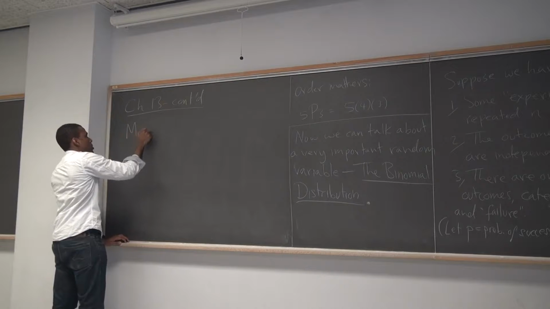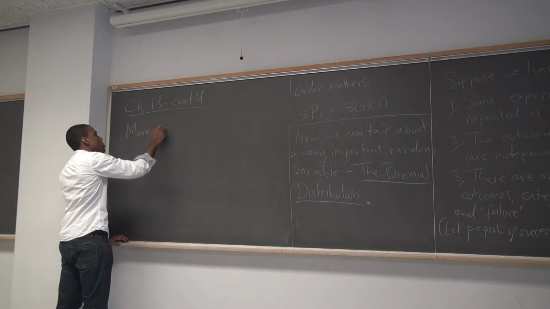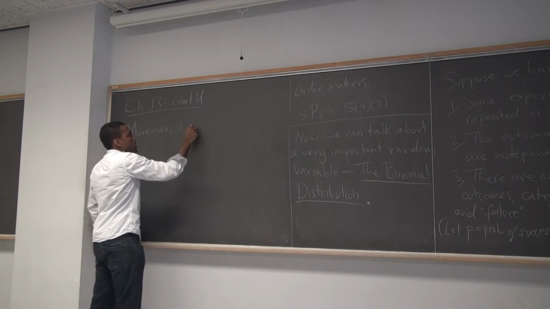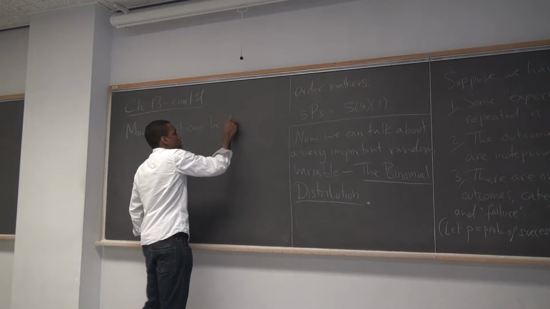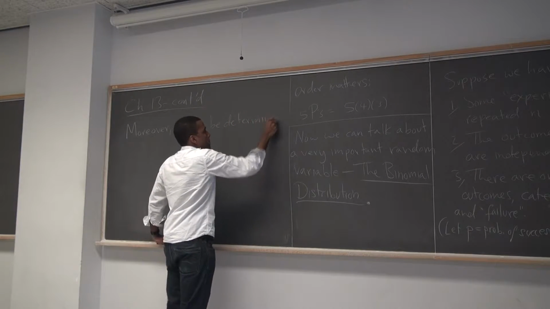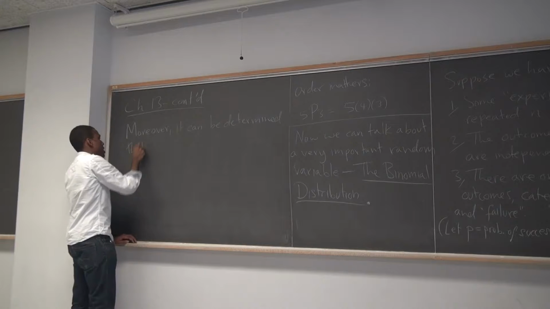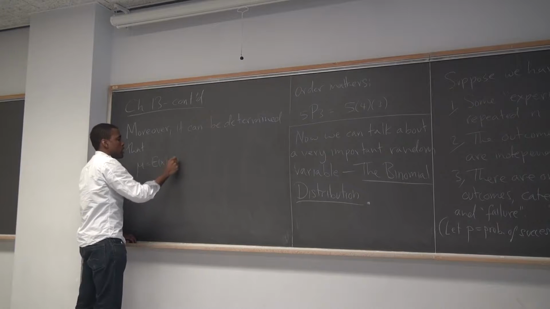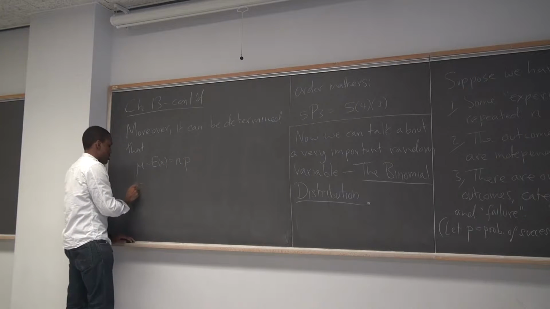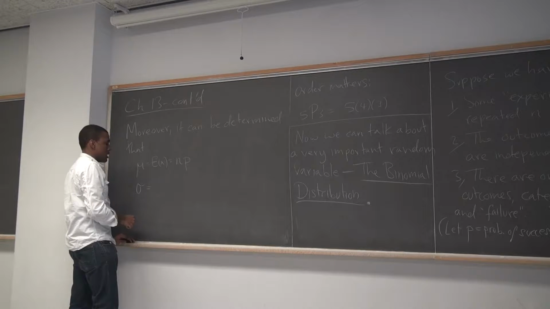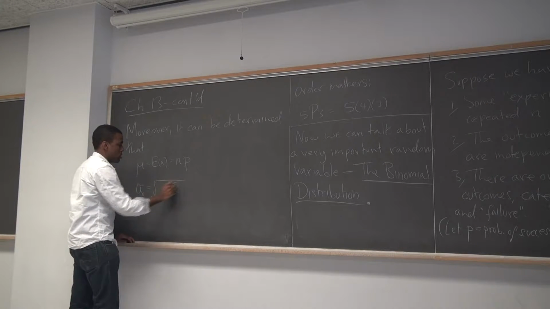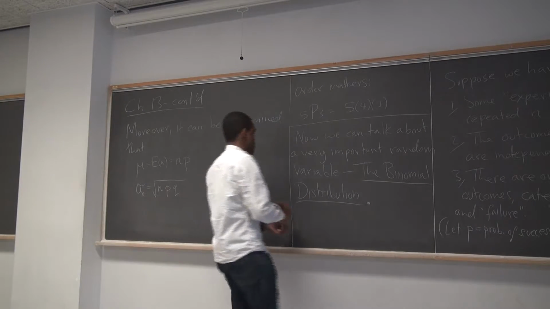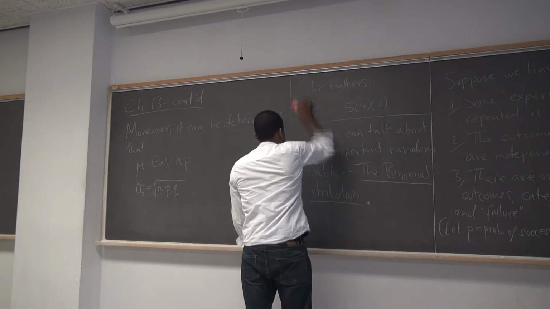Moreover, we're going to do some examples. Moreover, I'm not going to derive it, I'm just going to tell you. It can be determined that mu, the expected value, equals n times p. Sigma, the standard deviation, is the square root of n p q. That's going to be important later.